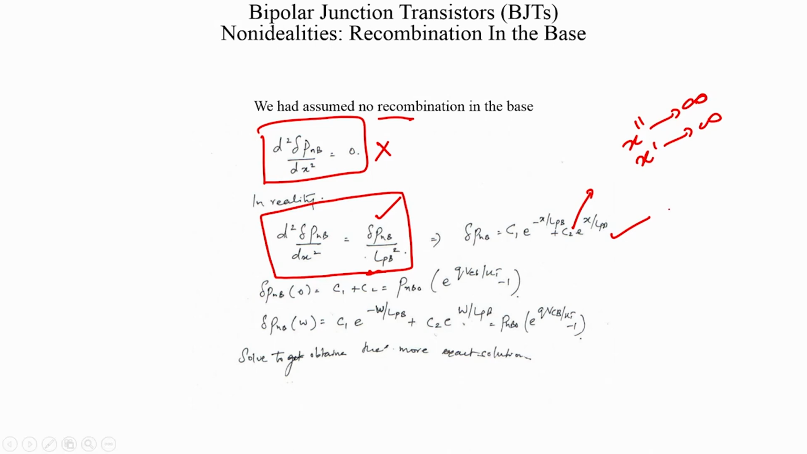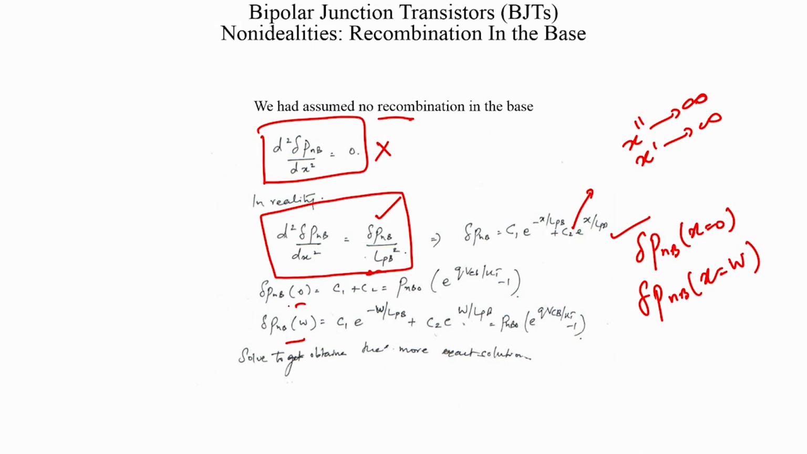But in this case that is not true because we are talking about the base, and therefore, we need to have two boundary conditions of delta P n B at x equal to 0 and delta P n B at x equal to W. So, we need to have these two boundary conditions and we need to solve these two to get an exact solution.